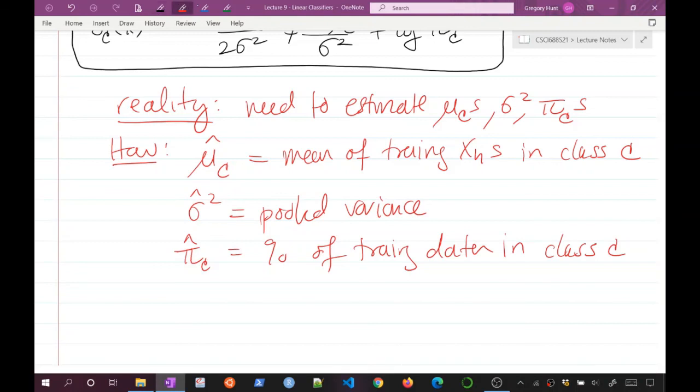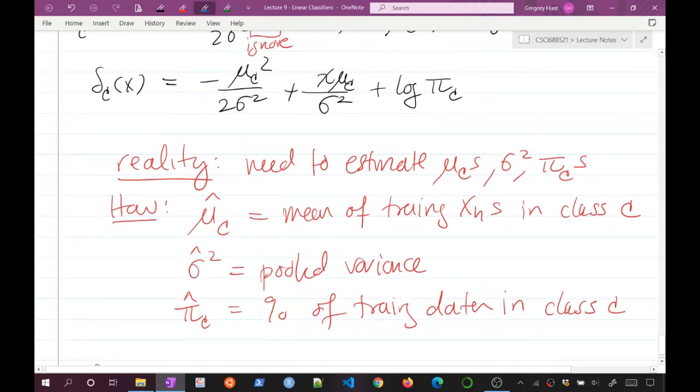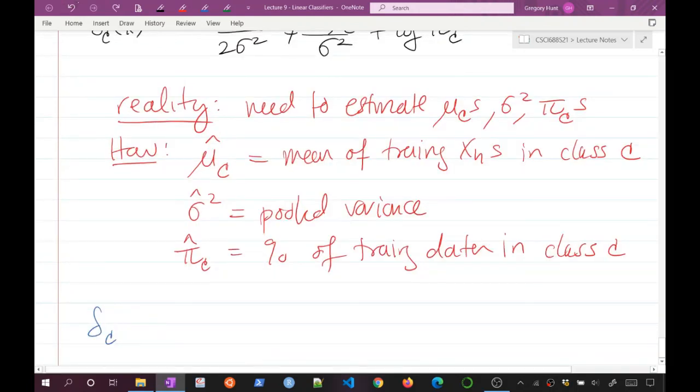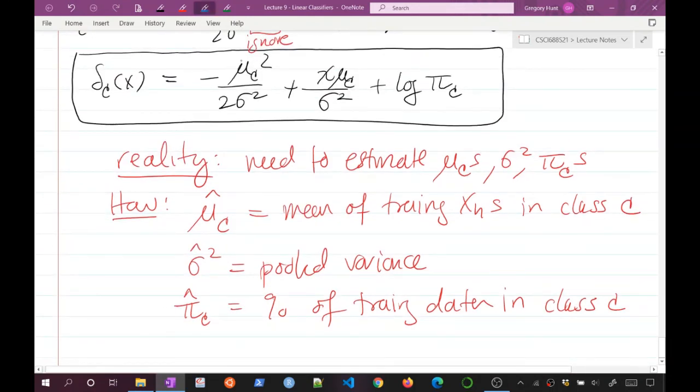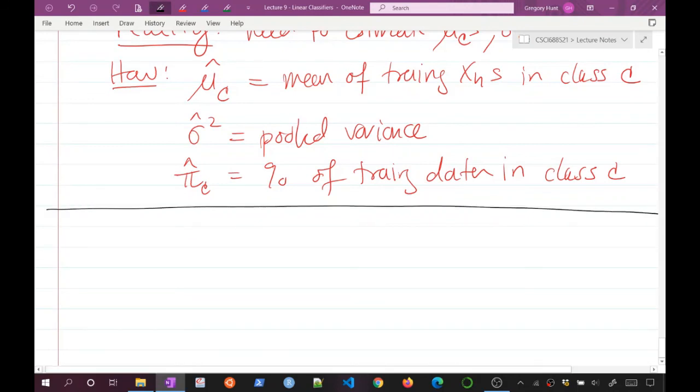And so at the end of the day, maybe I should put a box around this one. The discriminant function, we replace these in here with hats. Hats, and hats. And everyone gets a hat. We estimate them. We learn them. Notice that, and this will be pretty much the last point.